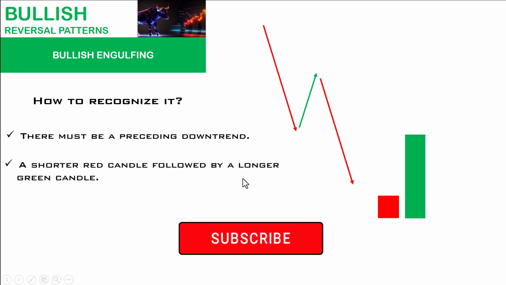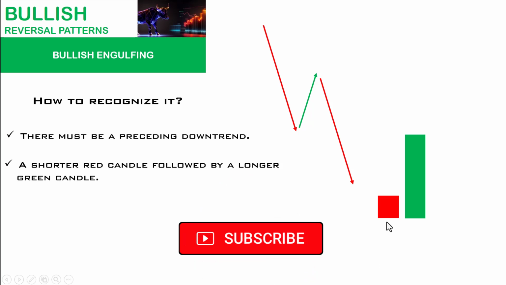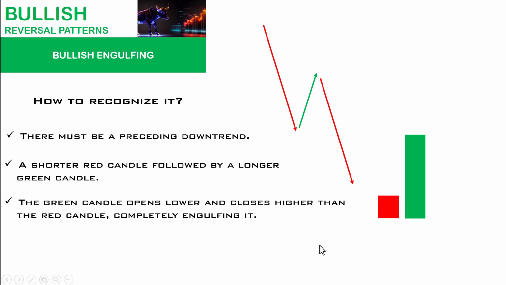And then a shorter red candle followed by a long green candle, a very small red candle followed by a long green candle. So you don't compromise this. It has to be very long and it has to totally engulf this one. The green candle opens lower and closes higher than the red candle, completely engulfing it. So this candle must completely engulf the shorter candle. It must be a very clear thing.